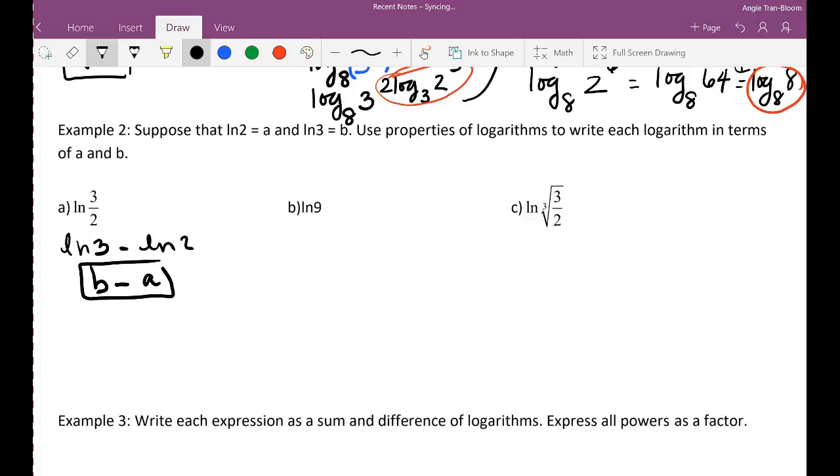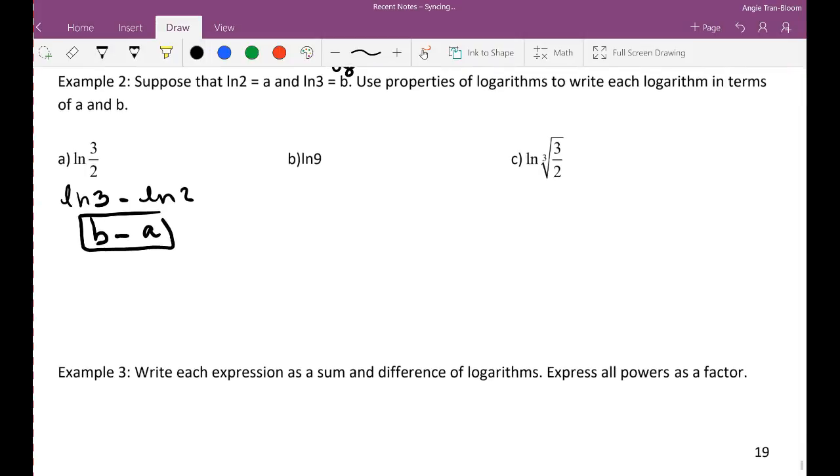Okay. Are you ready? B says ln of 9. You are not provided at all what ln of 9 is. What do you do? Like ln of 3 times 3.